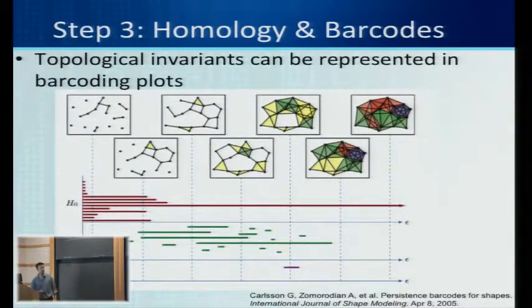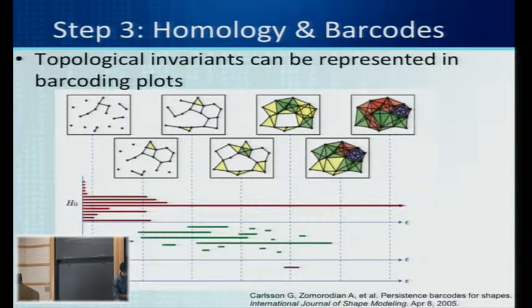So here is an example of how this is summarized. Let's start with these points in this space. And this is the scale, where we are going to look at the different objects. Here is the 0-dimensional, so this is the number of connected components that are there. This is the number of 1-dimensional loops that happen, the number of 2-dimensional loops.